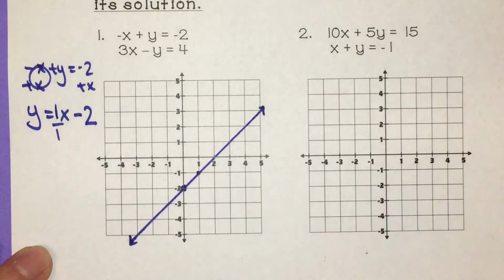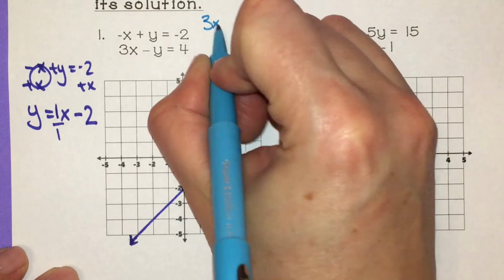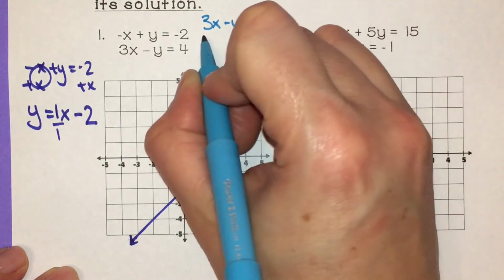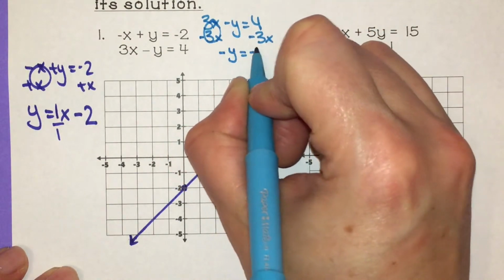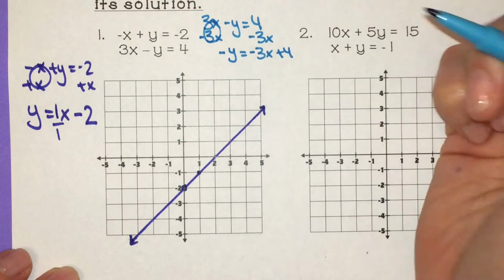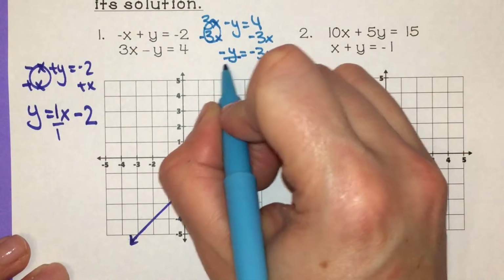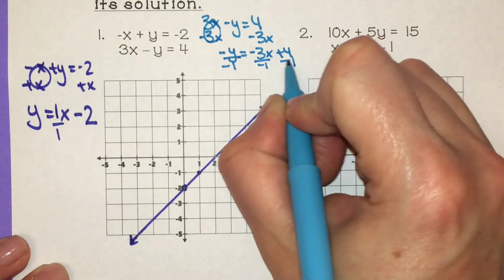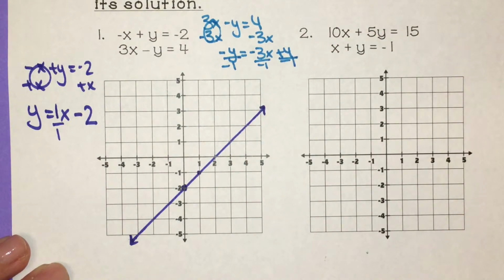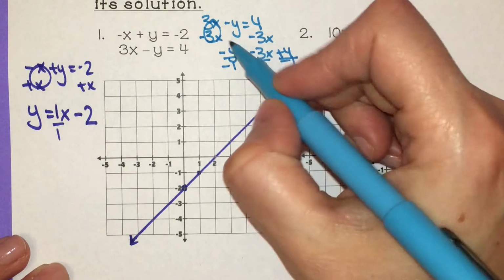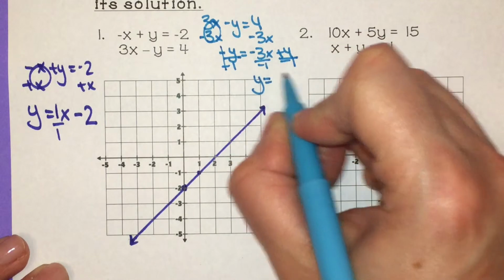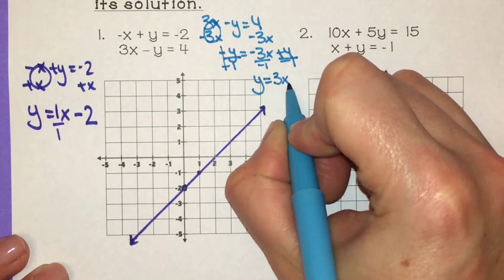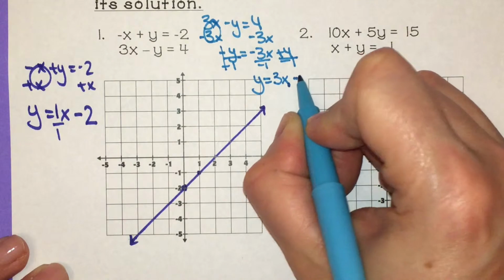All right, then the second one, we have 3x minus y equals 4. I'm going to subtract 3x on both sides. We get negative y equals negative 3x plus 4. Don't forget y is negative and it cannot be negative, so I'm going to divide everything on both sides by negative 1. Because y is being multiplied by a negative, opposite divide by negative. Negative y divided by negative 1 is positive y, equals negative 3x divided by negative 1 is positive 3x. Positive 4 divided by negative 1 is negative 4.